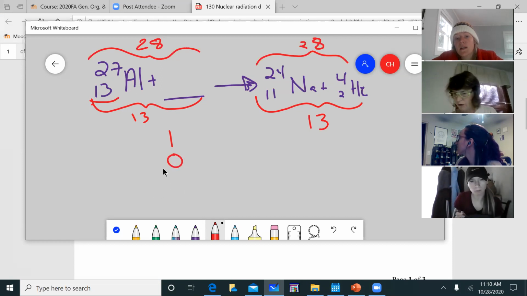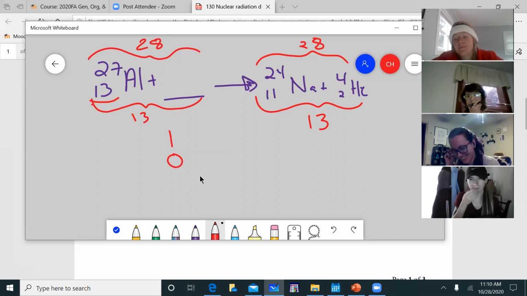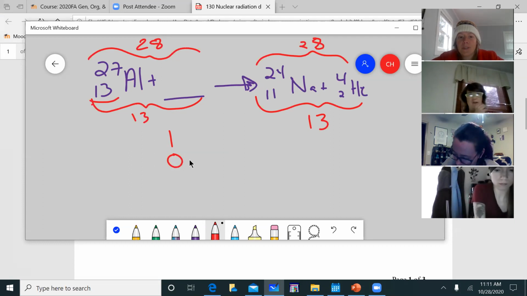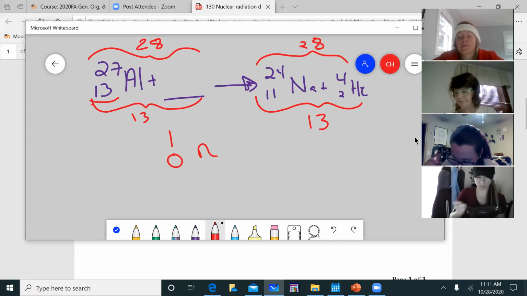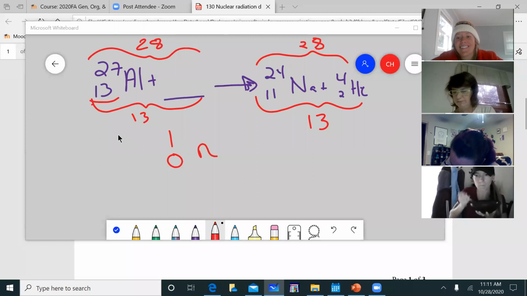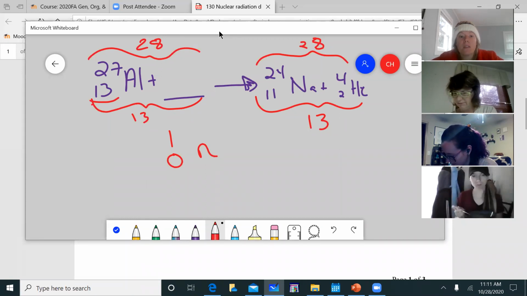This number is talking about protons or charge. This number is talking about mass. So what has a mass of 1 but isn't a proton? Do electrons have mass? No. Do protons have mass? Yes. But we aren't a proton. A neutron. Neutron, yes, awesome. So the completed mystery particle for this would be a neutron. Let's look at the next one here.